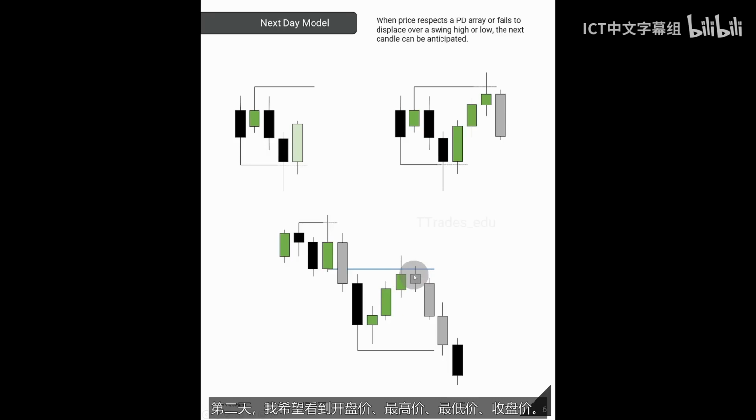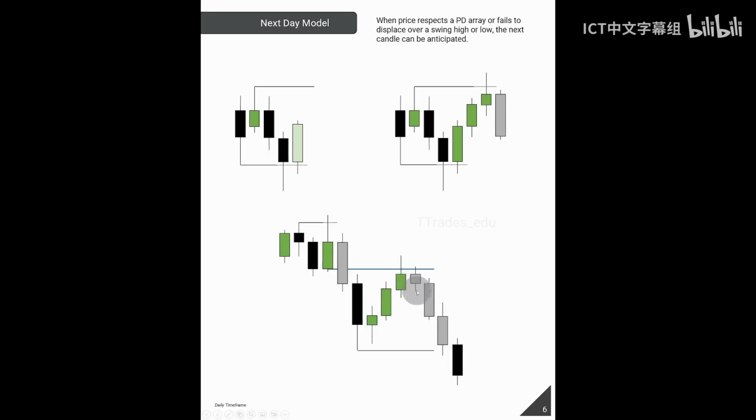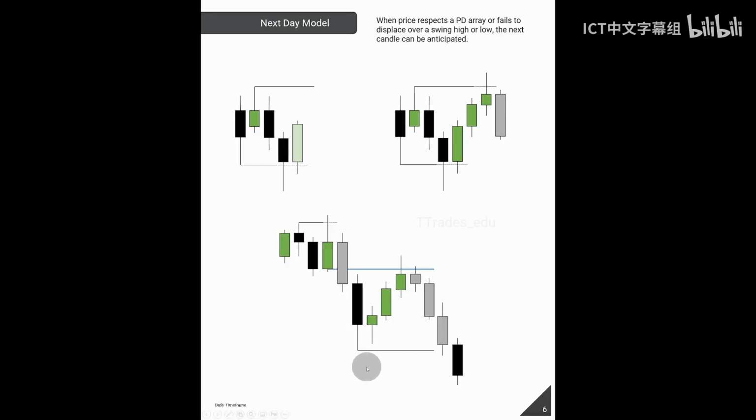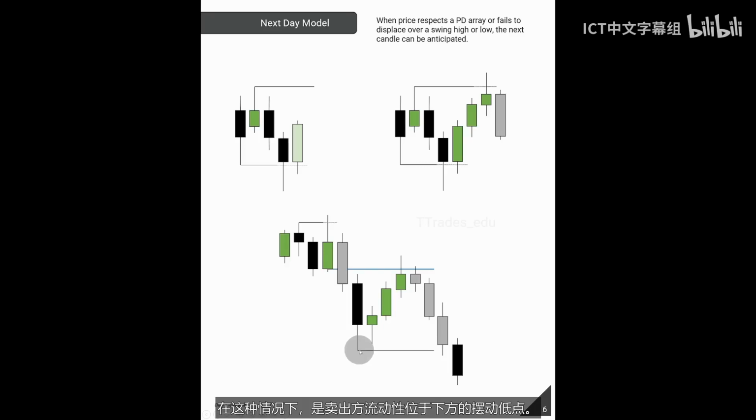Next day, I would want to see open, high, low, close. This candle stays inside. I can use that bias and continue to use it until we reach our draw on liquidity, which in this case is sell side liquidity resting at the swing low below. So let's get into some charts and look at a few more examples.